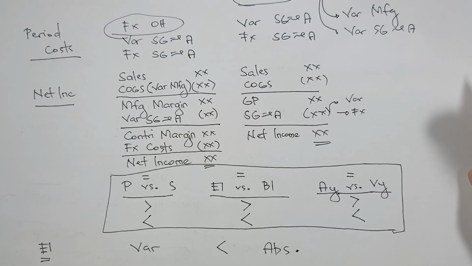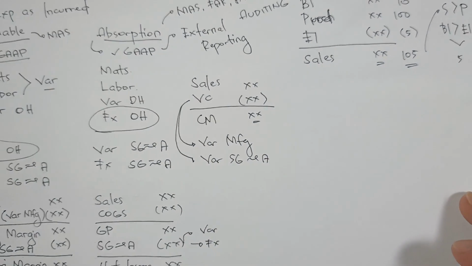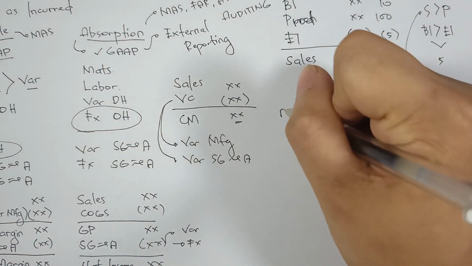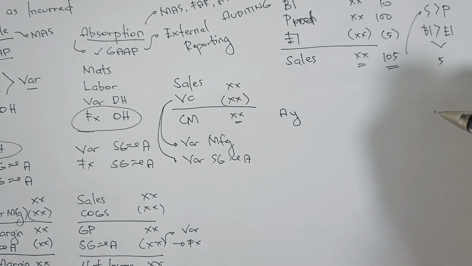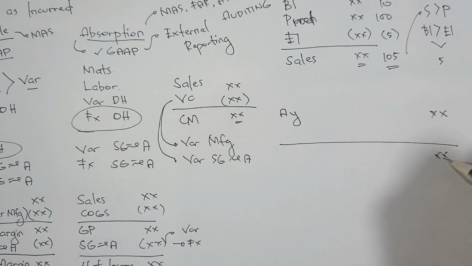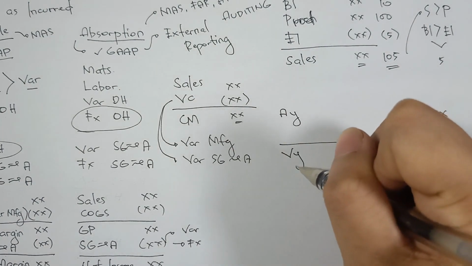Liwanag ba yan? Are you good on that? Next, let's try to reconcile the two net income figures, starting with the absorption income. So, sir, paano po natin marireconcile yung absorption income doon sa tinatawag natin na variable income?